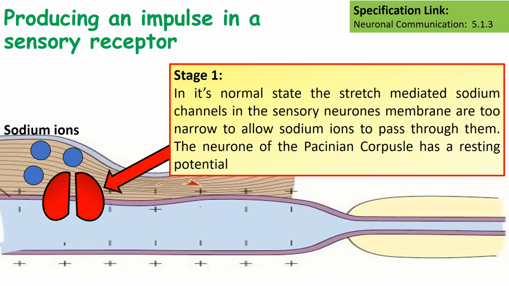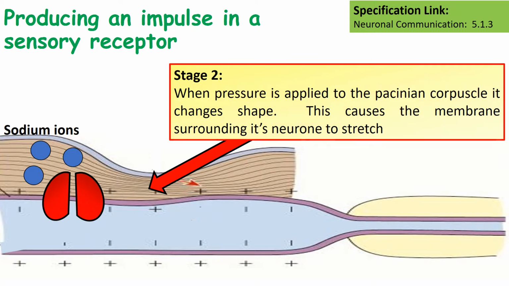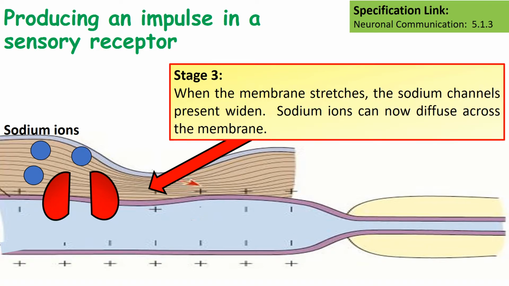In its normal state, the stretch-mediated sodium channels in the sensory neuron membrane are too narrow to allow sodium ions to pass through them. The neuron of the Pacinian corpuscle has a resting potential in this state. When pressure is applied to the Pacinian corpuscle, it changes the shape of this sodium channel. This causes the membrane surrounding it to stretch. This in turn opens the sodium channel up.